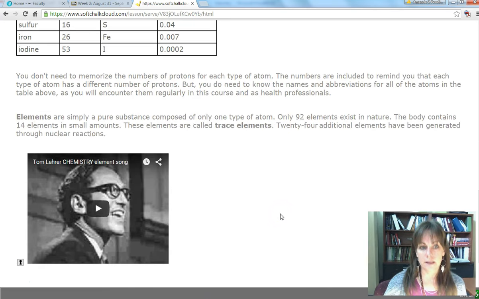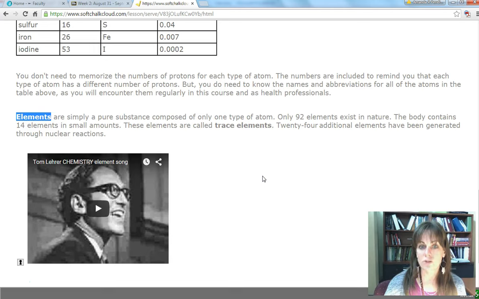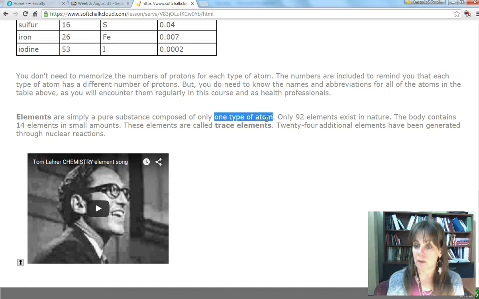The last thing that I want to talk about is this idea of elements. Okay? And an element is really a large group of atoms, so a whole bunch of atoms put together, but there is only one type of atom in that big group, and that's when you call it an element.